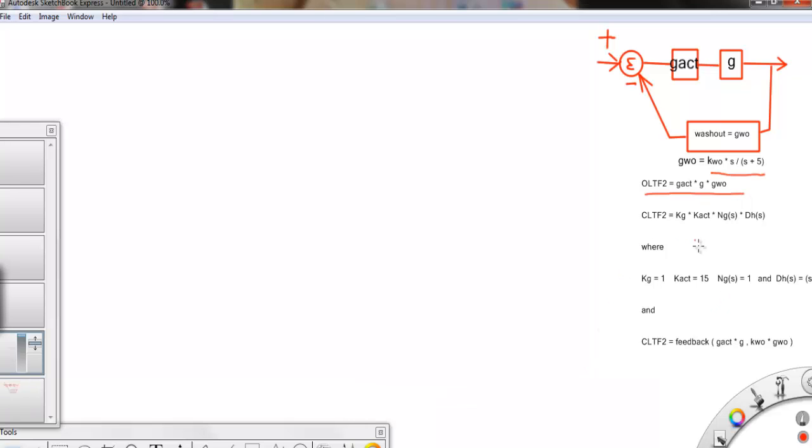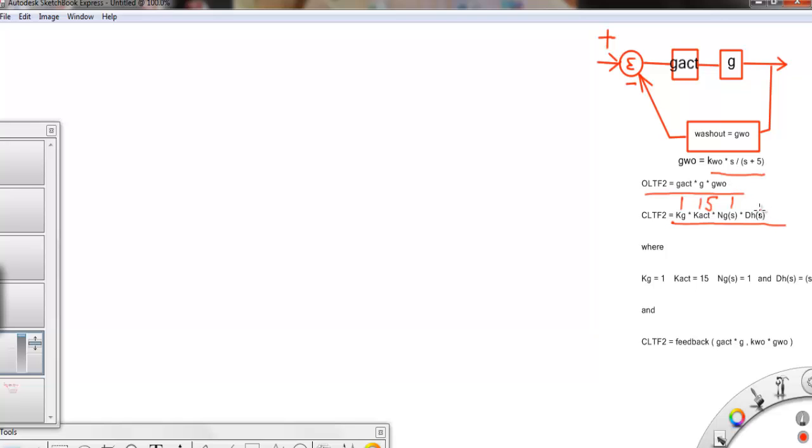washout. The closed loop transfer function, when I close the loop on this second system, is going to be equal to a numerator, which I have to remember because the root locus program will not help me with that. That numerator is going to be the K that comes in my G, and since my G is 1 over S, that's just 1. The K for the actuator, and since my actuator is 15 over S plus 15, the K actuator is going to be 15. So this Kg is going to be 1, and this is going to be 15. Then the numerator polynomial in S of G is going to be 1, because there isn't any polynomial of S in the numerator. It's just 1 over S squared.